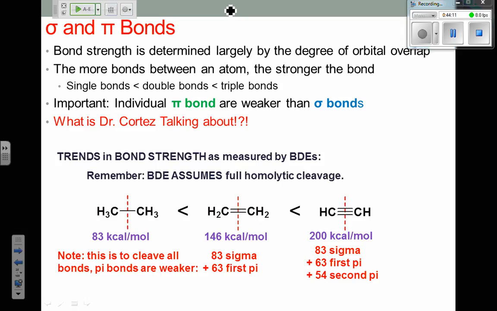And typically, we're not breaking both the pi and the sigma in most of the reactions where we're using a double bond. A lot of times we're retaining the sigma bond. So you have to understand that when we're talking about bond strength. Overall, the more bonds you have, the stronger, because it takes about 83 kilocalories to break a sigma bond in all three. And then it's more to break the others. But in most reactions, we're not fully breaking all three of those bonds.